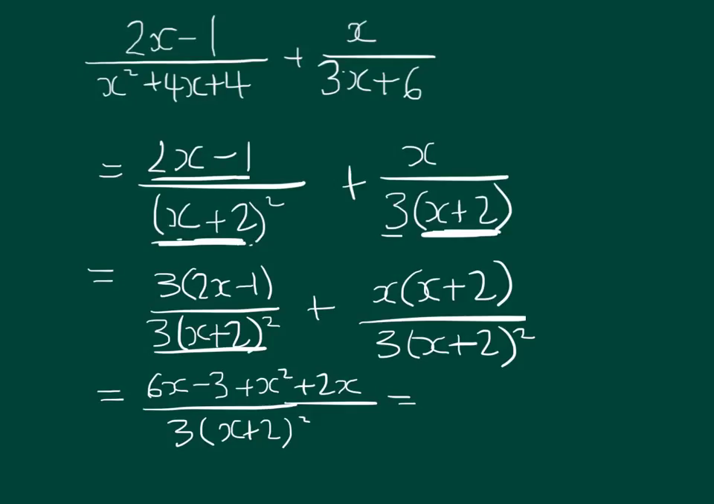And so if we add these up, we've got x squared plus 8x take 3 over 3 times x plus 2 squared, which doesn't factorise, so that's as simple as we're going to get.